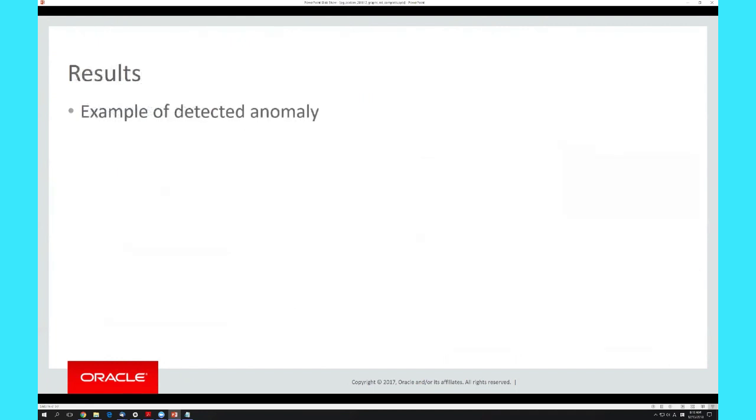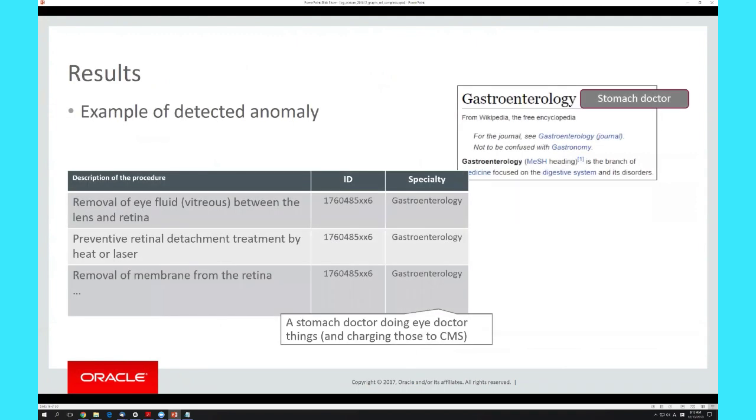Yes, we did. For example, this is one of the anomalous cases in the data set. This specific doctor was a gastroenterologist, which means stomach doctor. We have a list of descriptions of the procedures this person provided, and they look like this: removal of eye fluid, preventive retinal detachment, removal of membrane from the retina. I omitted the rest because I don't have space here. We have 30 or 50 of these, and they all look related to eyes. So that's it, this is what we want to find: a stomach doctor doing eye doctor things and charging them to CMS.